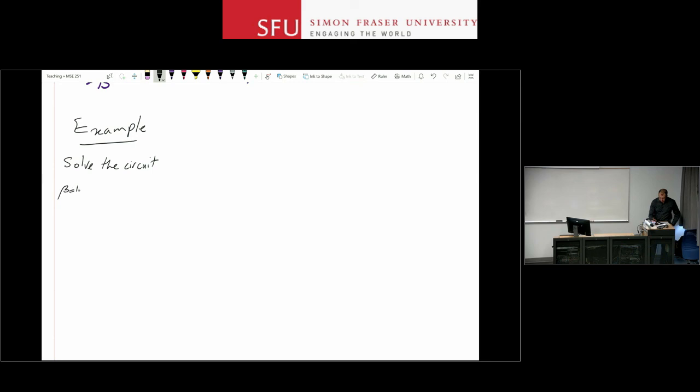What we know for the device: beta is 100, VBE on is 0.7, and VCE sat is 0.2. We don't know where the device is in terms of its active region, so we have all the information we need about the device so that we can solve the circuit in either case.